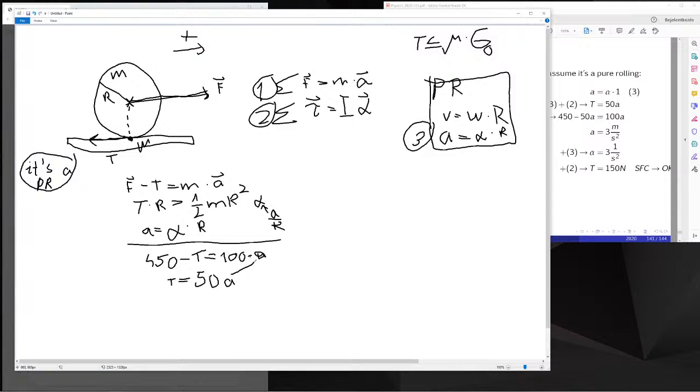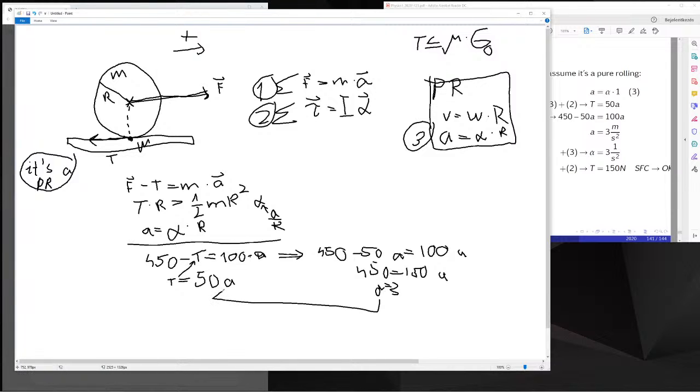We can write the T here. That means 450 Newtons minus 50 A equals 100 A. 450 equals 150 A, and A will be 3. Now just go back with this A here and say the T has to be 150 Newtons.